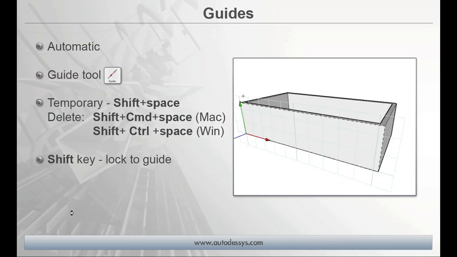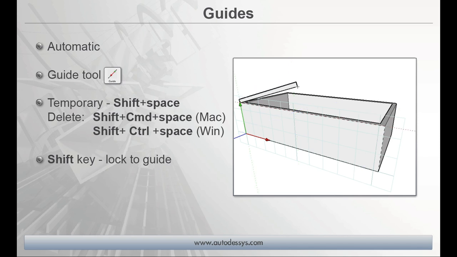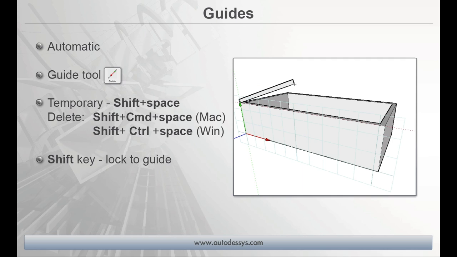All right, next let's talk about the new guides that are available in formZ, which are reference lines that you can snap to. Automatic guides are temporarily displayed during a modeling operation. The guide tool lets you add and save permanent guides in your project, and temporary guides are added and subtracted with the shift and space keys. If you want to delete all of your temporary guides, simply add the command key on Mac or the control key on Windows along with the shift and space keys, and all the temporary guides are deleted. And one more thing I'd like to mention is that the shift key keeps you locked onto a guideline.